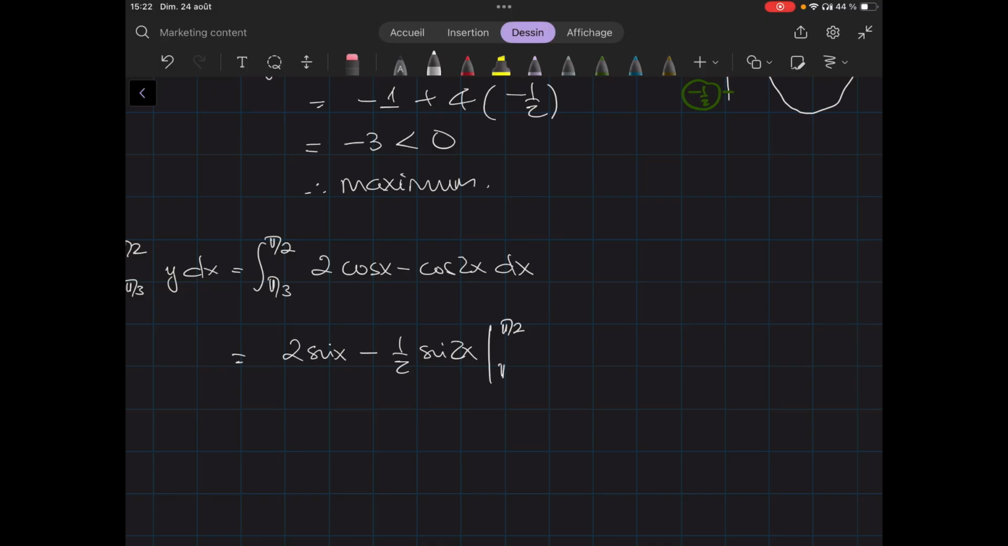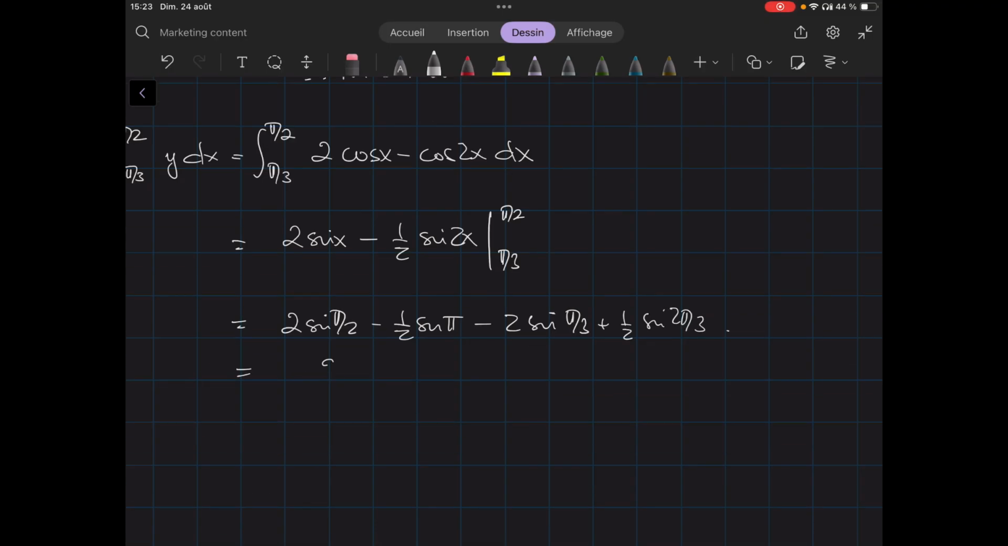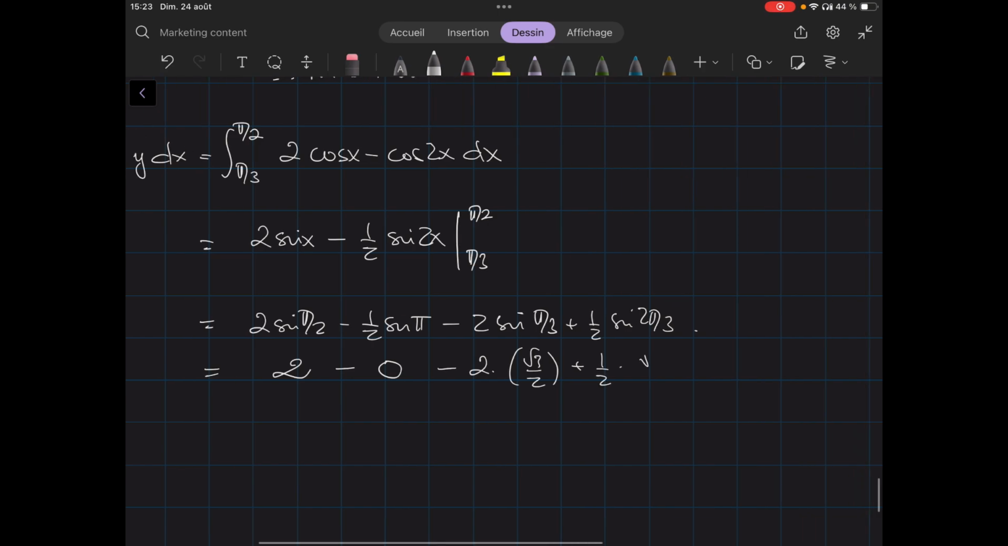Plug in the bounds. The upper bound, there will be 2 sine of pi by 2 minus a half sine of pi, minus 2 sine of pi by 3 plus a half sine 2 pi by 3. Sine of pi by 2, this is 1. Sine of pi, that is 0. Sine of pi by 3, that is root 3 by 2. Sine of 2 pi by 3, that is also root 3 by 2.